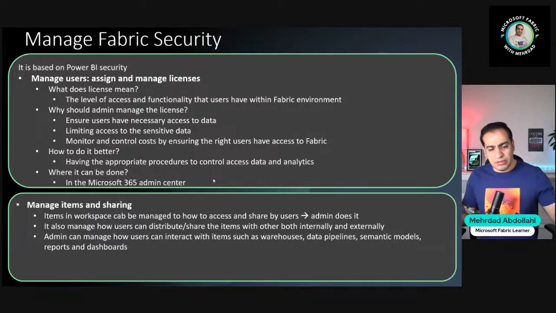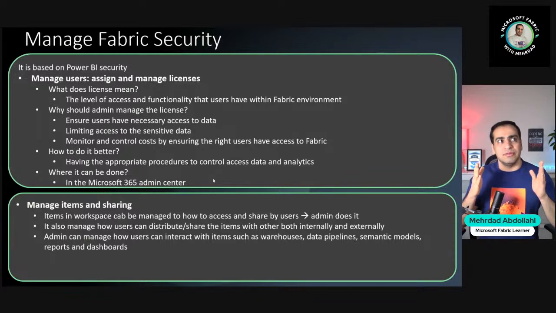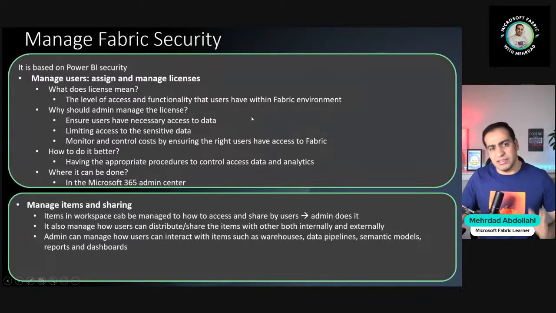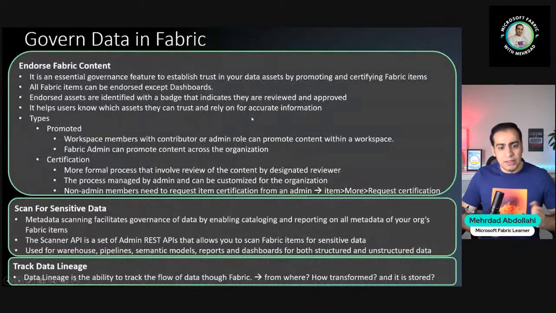And also, the items that can be managed by admin and users are mostly all of the items, like warehouses, pipelines, semantic models, reports, and dashboards, whatever is in a workspace. And in order to govern the data in Fabric, there are basically three items that we're going to discuss.